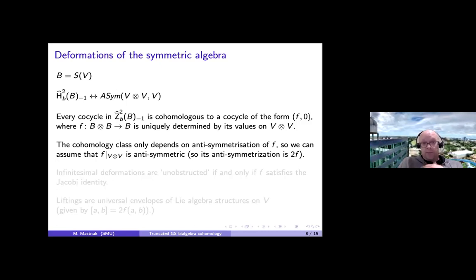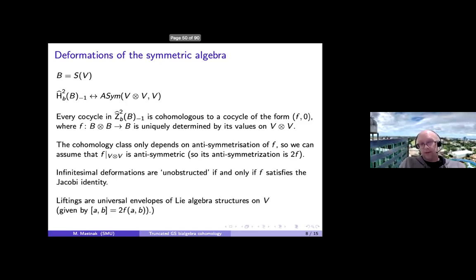And of course, most of them are very much obstructed. It turns out that they are unobstructed. They can lift even 2 degrees further, if and only if you get the Jacobi identity. And then, of course, the liftings will be precisely the universal envelopes of Lie algebra structures on V.